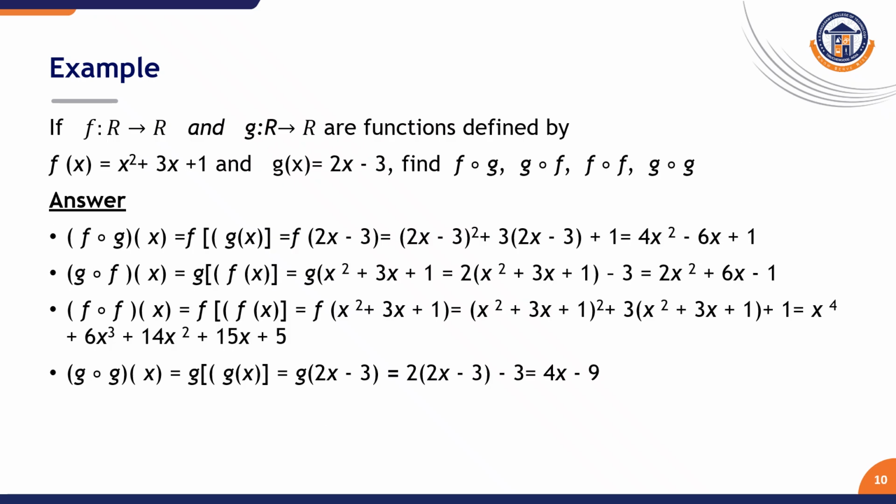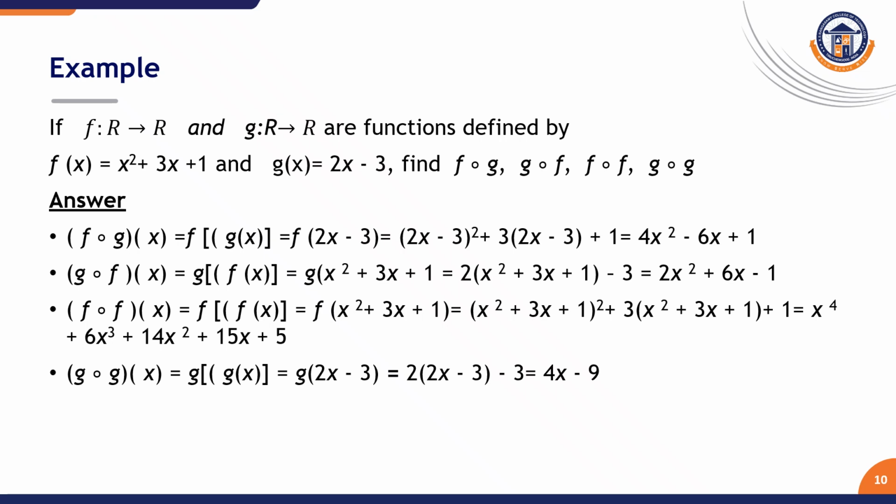Let f from R to R and g from R to R be functions defined by f(x) = x² + 3x + 1 and g(x) = 2x - 3. Let us find f composite g, g composite f, f composite f and g composite g. Let us find f composite g of x first. That is f(g(x)), that is equal to f(2x - 3) as per the definition of g(x), that is equal to (2x - 3)² + 3(2x - 3) + 1 as per the definition of f(x). When I simplify, I'll get 4x² - 6x + 1.